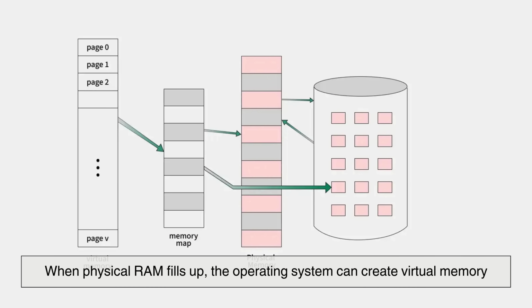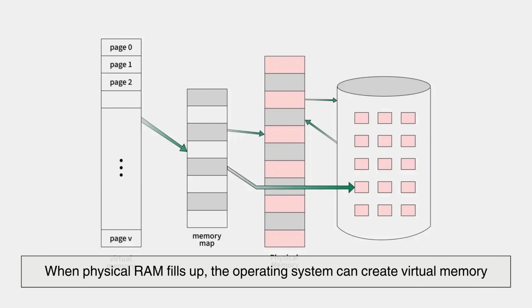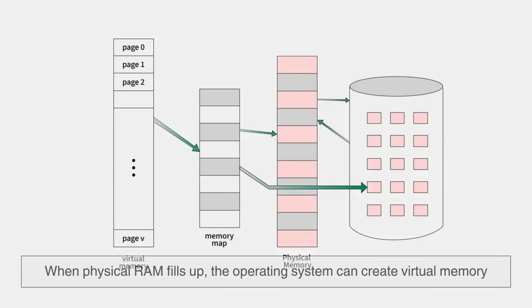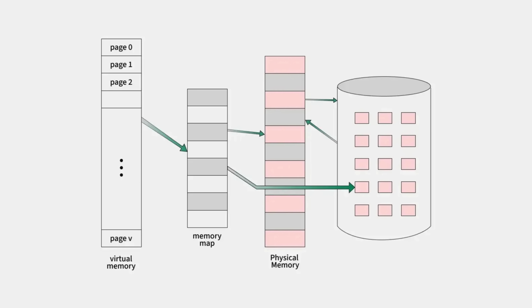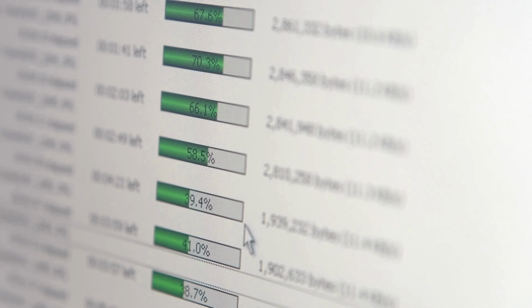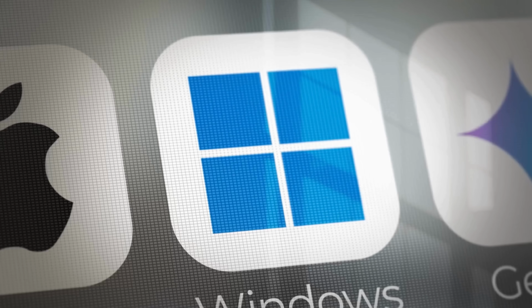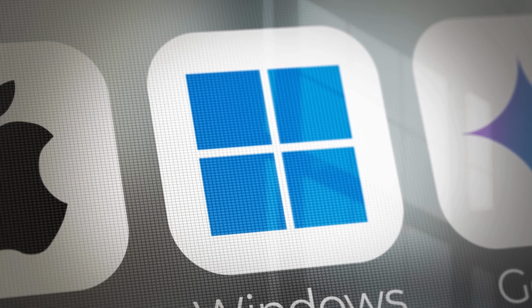When physical RAM fills up, the operating system can create virtual memory, borrowing space from the hard drive to temporarily hold inactive data. This allows the system to keep running smoothly, even when overwhelmed, though with a slight drop in speed. It's a quiet, constant choreography, happening billions of times per second, just to keep the illusion of simplicity on your screen.